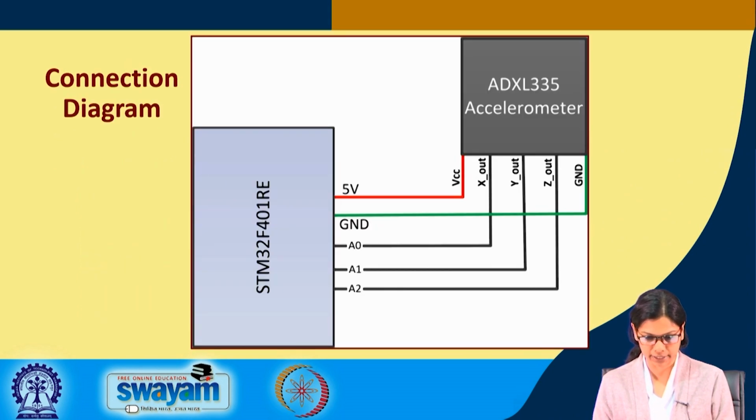This is the connection diagram. We can see this is the accelerometer, VCC is connected to 5 volt, ground is connected to the ground of the STM, and X, Y and Z out are connected with A0, A1 and A2. So, this is a straightforward connection that we will make.